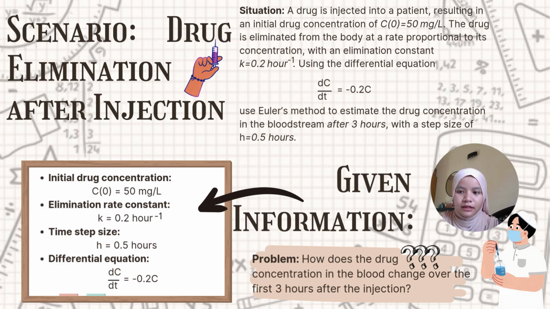The problem we want to answer is, how does the drug concentration in the blood change over the first 3 hours after the injection? By applying Euler's method, the drug concentration can be estimated step by step at fixed time intervals. This numerical approach can help doctors and pharmacists estimate drug levels in the body and support safe and effective drug usage. Next, I will pass to my friends to continue presenting about coding for the numerical solution.